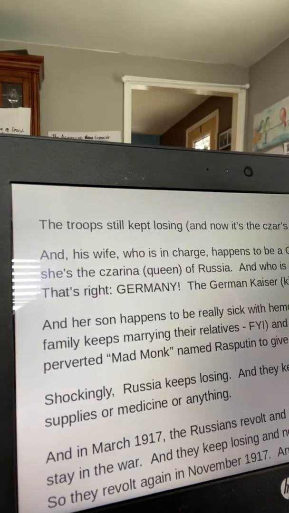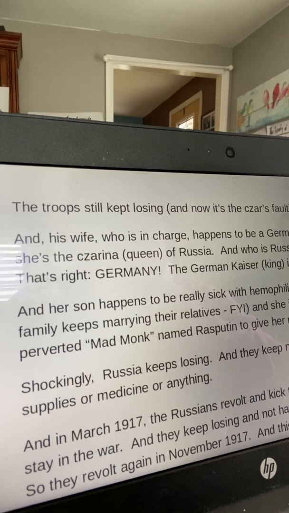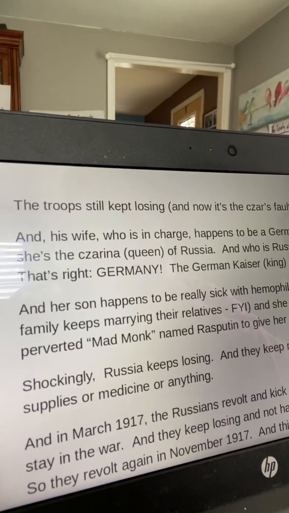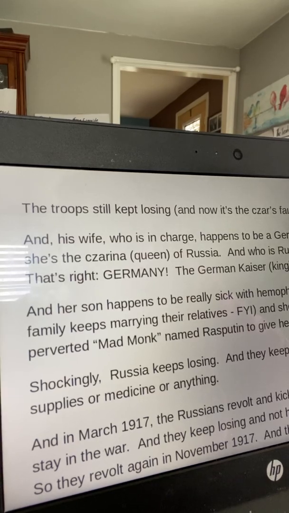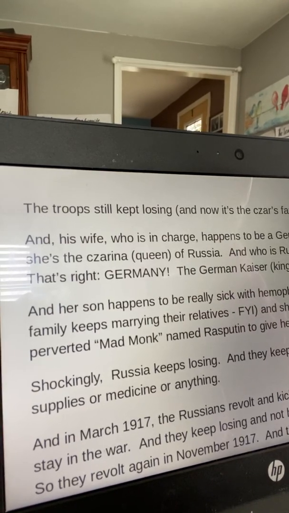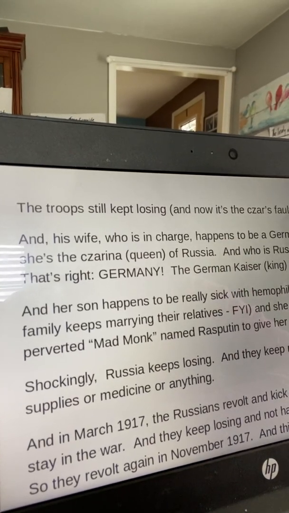Another problem is that her son, his name is Alexei, is really, really sick with a disease called hemophilia. Hemophilia is a disorder of the blood in which it doesn't clot. So even if you're wearing shoes that are a little too tight, you could bleed to death because your blood won't clot. Instead of just getting a blister, you blow up and die.